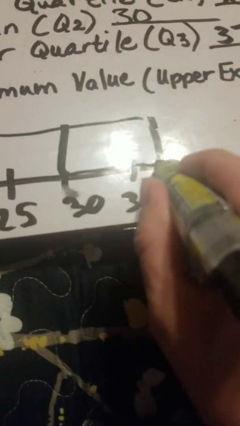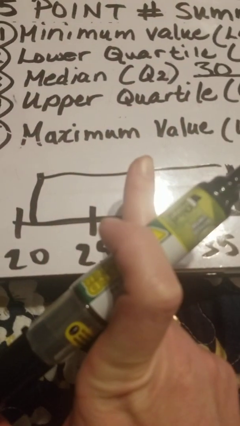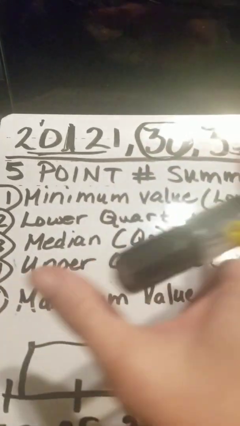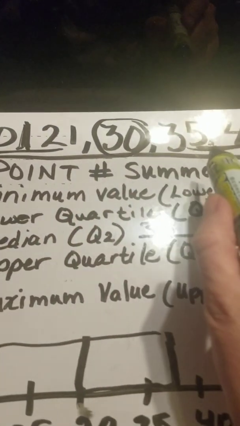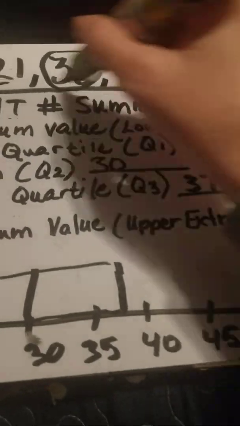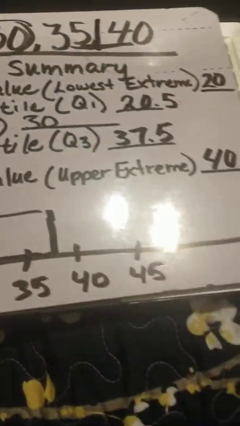That's your box. That represents 50% of your data. The median splits the data into the lower data and the upper data, 50% each. From Q1 to Q3 is also 50% of the data. All right, now we have to do our whiskers. The whiskers are the minimum value, which is here, and our maximum value, which is here. And from there, you just draw a line.